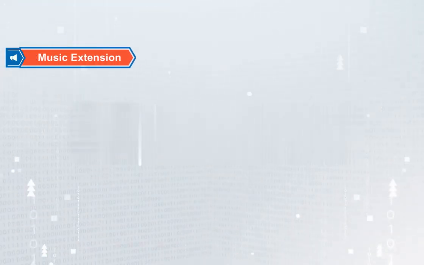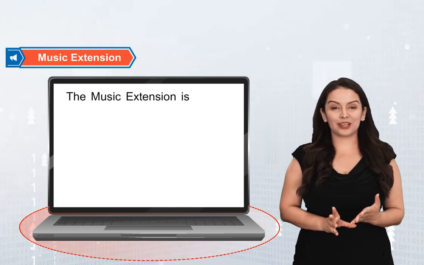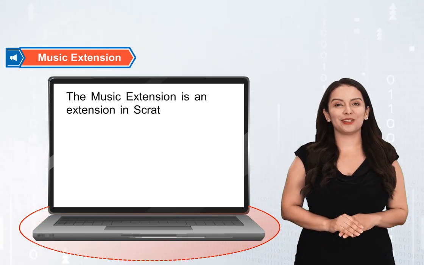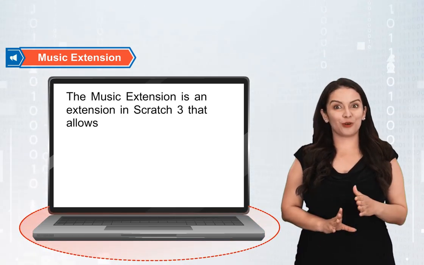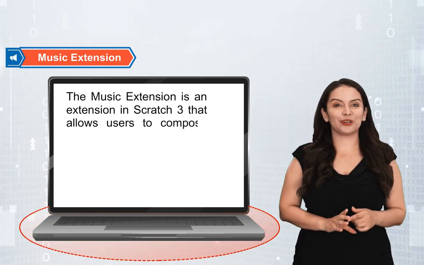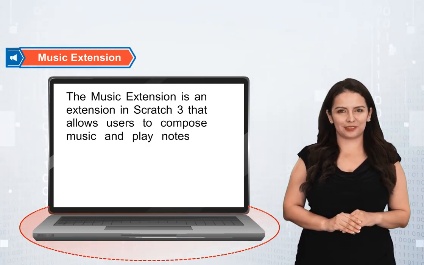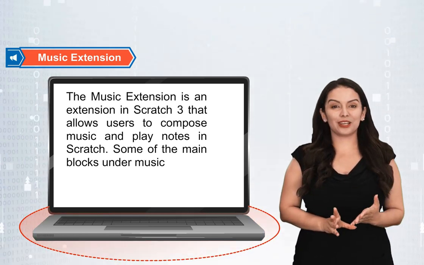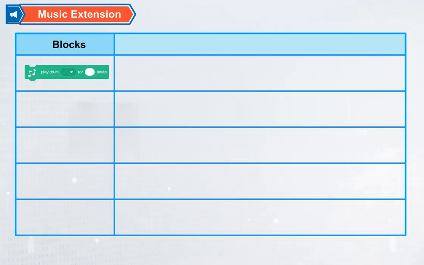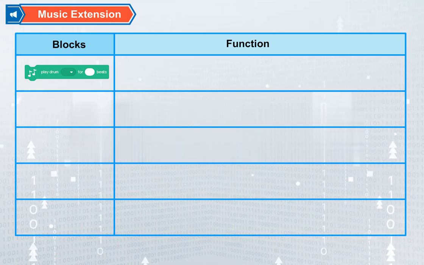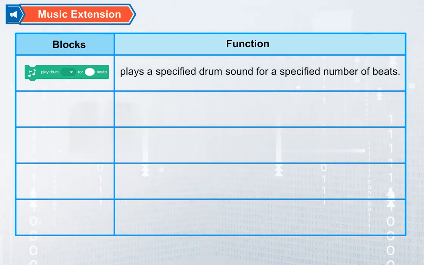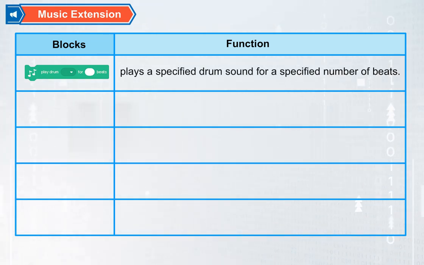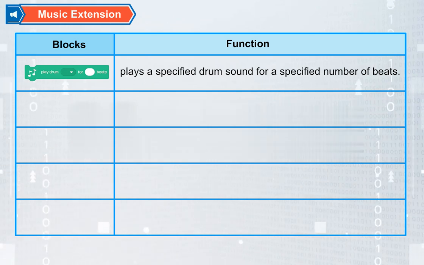Music extension. The music extension is an extension in Scratch 3 that allows users to compose music and play notes in Scratch. Some of the main blocks under the music extension are: Play drum for dash beats plays a specified drum sound for a specified number of beats.